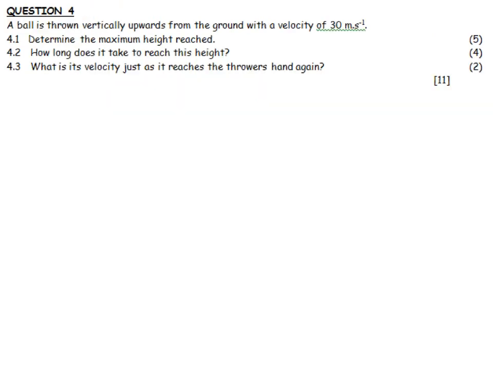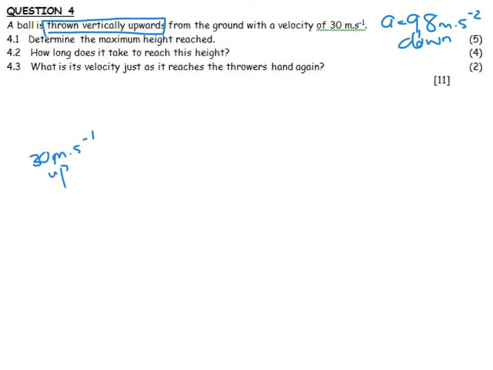A ball is thrown vertically upwards. Again, we've got this ball in the air situation, and therefore my acceleration is going to be 9,8 meters per second squared down. And it is thrown up at a velocity of 30 meters per second. So it goes up, given 30, and then the ball goes up, stops, and will come back down again.